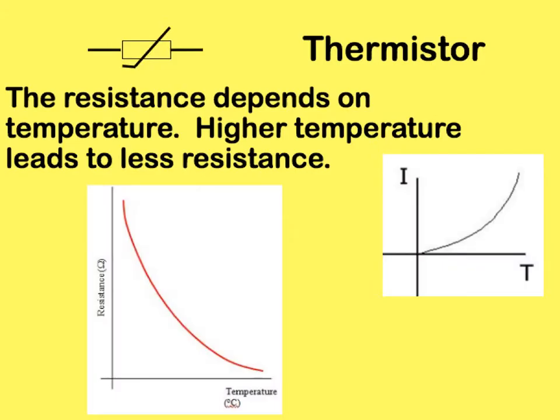These are the types of results you'd expect to get for a thermistor. Remember that the resistance depends on temperature. Higher temperature leads to less resistance. So you can see for our graph as the temperature increases, our resistance decreases. Note that this is a non-linear relationship. If we wanted to plot a graph over this side, where we've got I, which stands for current, we can see that it's the opposite relationship, where as the temperature increases, the current also increases, but again, in a non-linear way.